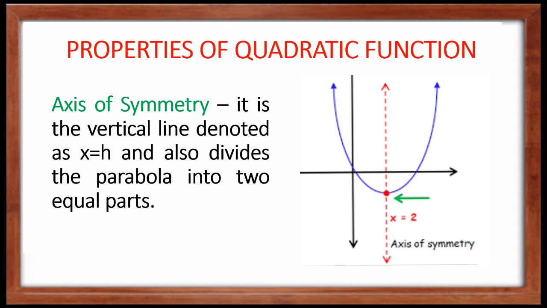Ito yung vertical line. Ibig sabihin ito yung axis of symmetry. Denoted as x equals h. Kung ano ang value ng x sa ating ordered pair o kung ano ang value ng h, yun na yung ating axis of symmetry. Ang axis of symmetry ay linya o vertical line na dinivide sa dalawang bahagi ang ating parabola. Na nag-crossover ang ating vertical line sa ating horizontal line. Wherein, ang ating horizontal line ay tinatawag nating x-axis.